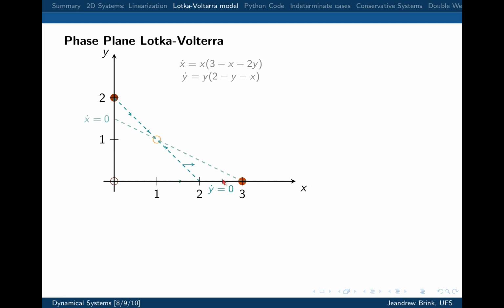Now, the next nullcline is when x dot equals 0 and y equals a half (3 minus 2). And so it's this line over here. And as I predicted, you can see the saddle is on two nullclines. This 2 is on a nullcline, and this 3 is actually on two nullclines because it's on the x dot equals 0 and the y dot equals 0 nullcline.